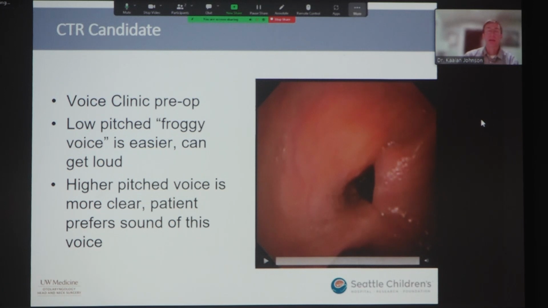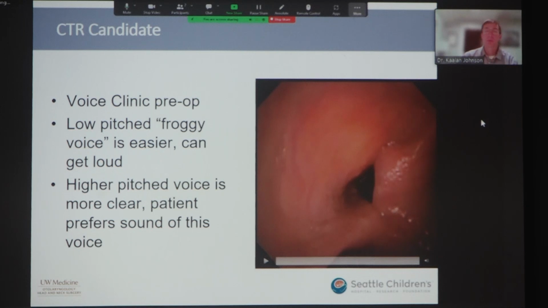But she also had false vocal fold phonation, which was a higher pitched voice, which was more clear, and she preferred the sound of that voice but wasn't able to get as loud with that voice. So she tended to use her froggy supraglottic voice with supraarytenoid tissue prolapse frequently because it got more loud.